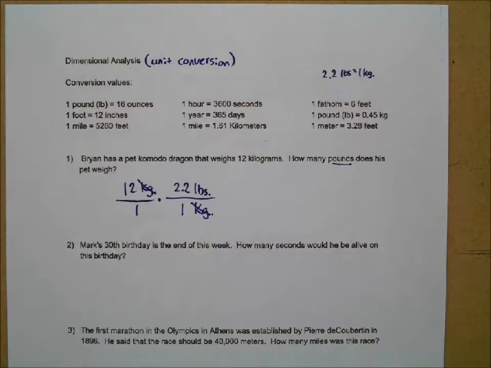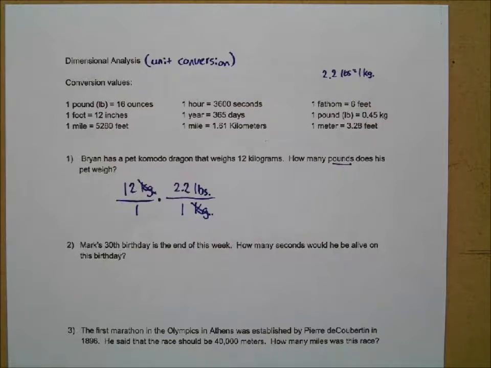So what we're multiplying by here is really like multiplying by 1, right? 2.2 pounds is the same as 1 kilogram. So we're multiplying by something that's really just a value of 1. Something that's the same as something else here. Okay? And now we have pounds, the unit we're interested in, and so we just multiply.